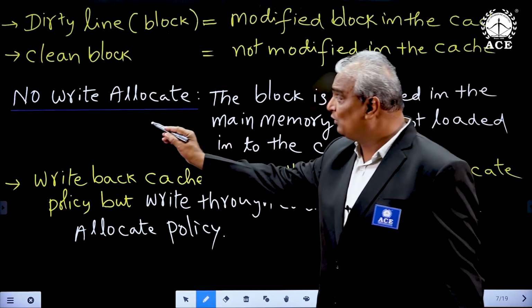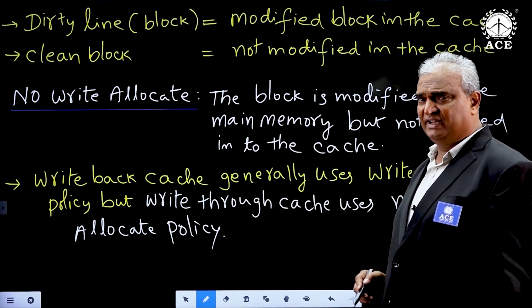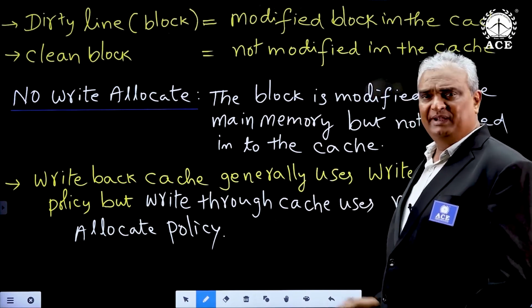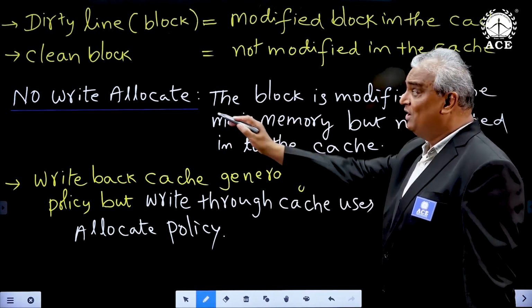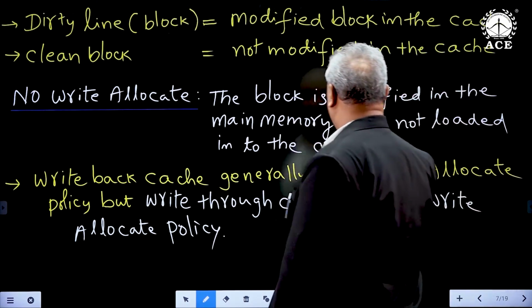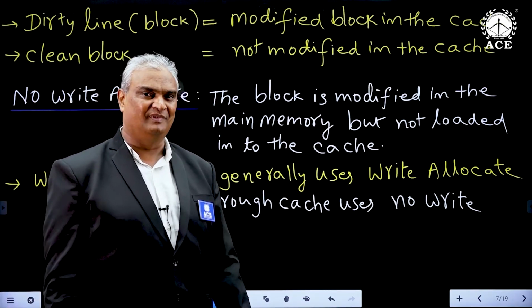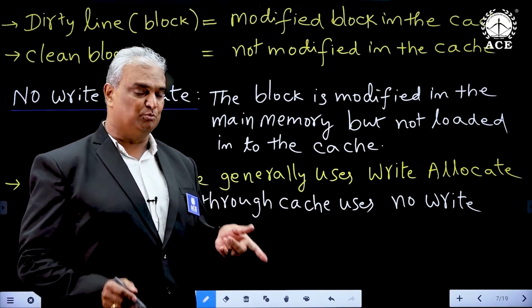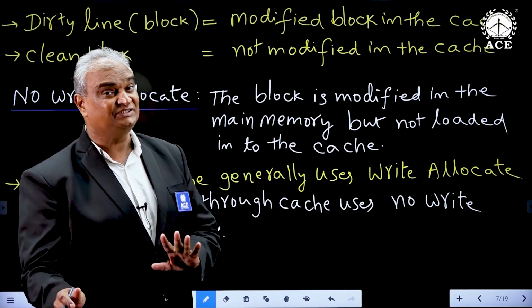Next, what about the no write allocate policy? Observe this one, very, very important. When you are clear on the statement, you can solve that question. First, get clarity on this. What is the no write allocate policy? The block is modified in the main memory, but not loaded into the cache. Means the target block is modified in main memory, but not loaded into cache.